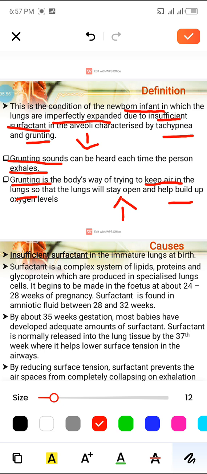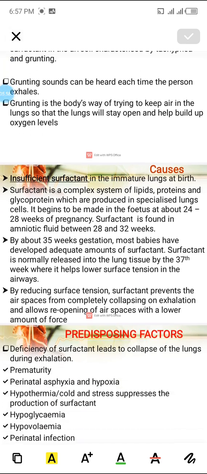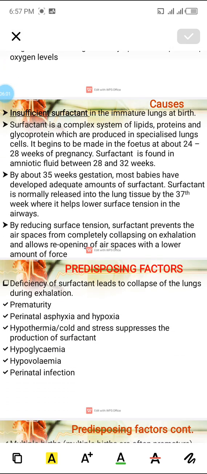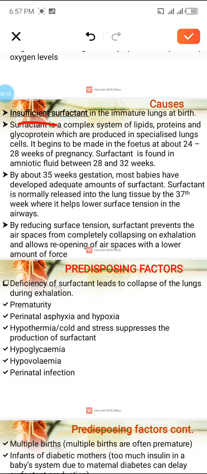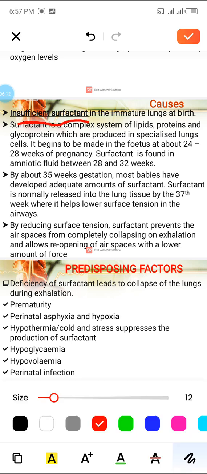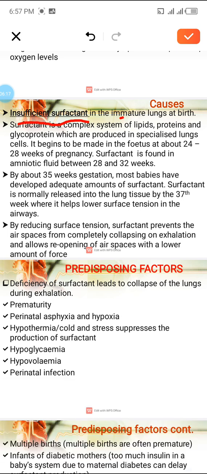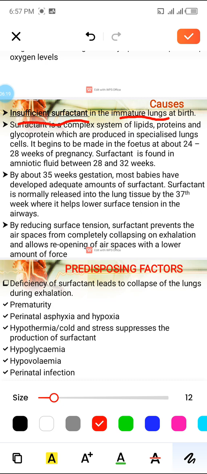Okay, that's what happens there. Then let's look at now the cause. So now we know the cause. The cause for RDS, there's only one cause, of which we know the cause. Now, the cause is just insufficient what? Surfactant. So it's just insufficient surfactant. In which lungs? Immature lungs most of the times, but there are other predisposing factors, but mostly it's just immature lungs that can be there. So the issue in RDS, the cause is just insufficient surfactant.